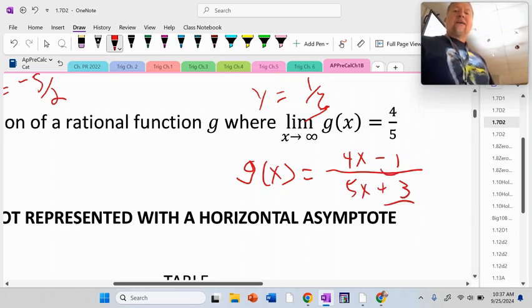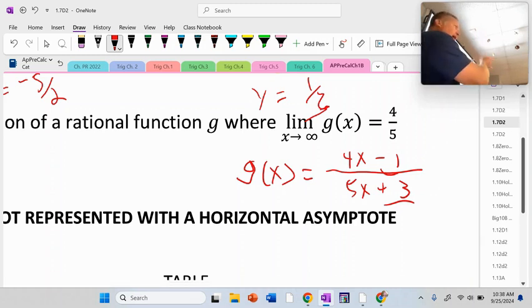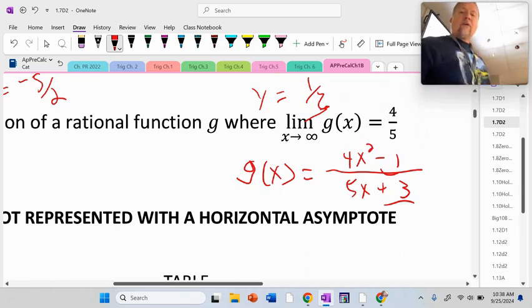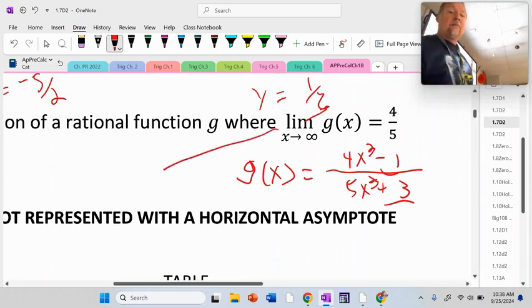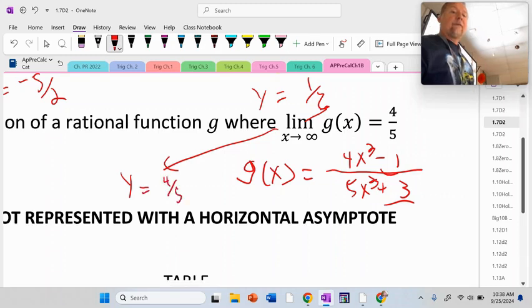Why did I add these? Just so I don't just put 4x over 5x because that would cancel, right? The x's would cancel. I need something to make it not canceling. Or it could be 4x squared over 5x squared, or it could be 4x cubed over 5x cubed. The idea is the coefficients should be equal. And here's the link here. Limits are related to what the asymptote would have to be.